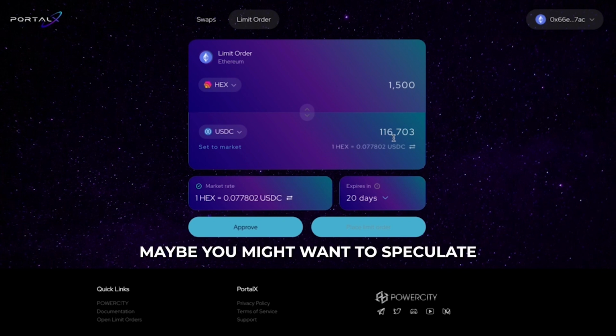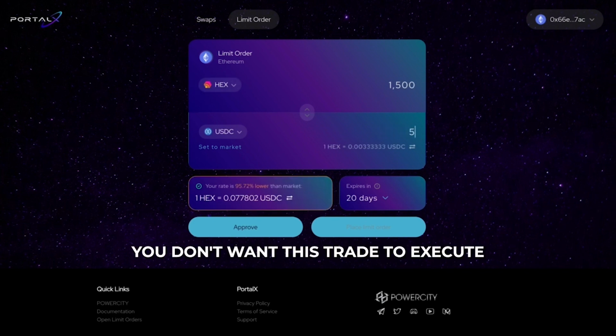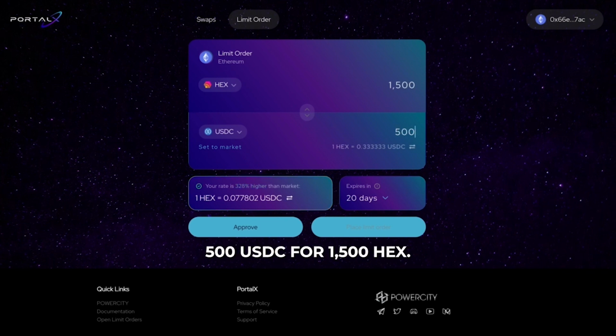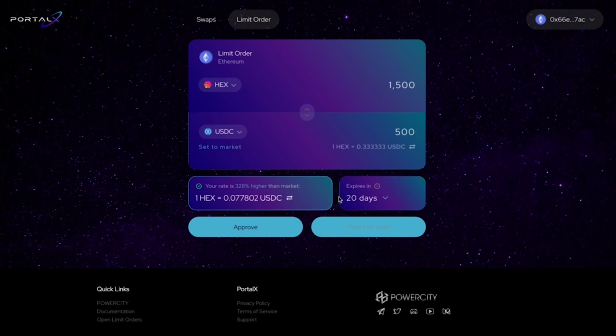But now maybe you might want to speculate on what the price of HEX will do in the future. You can choose that you don't want this trade to execute until you can get 500 USDC for 1,500 HEX. And again, the same thing applies. Be wary of your expiration date should you be setting any limit orders.